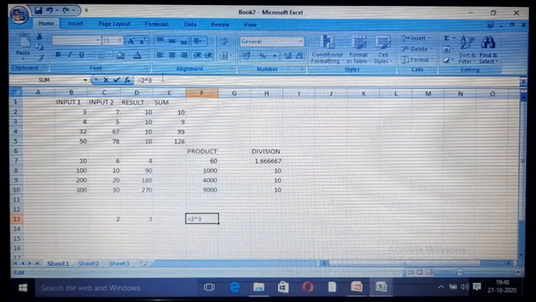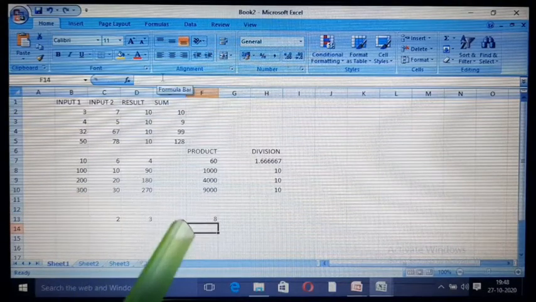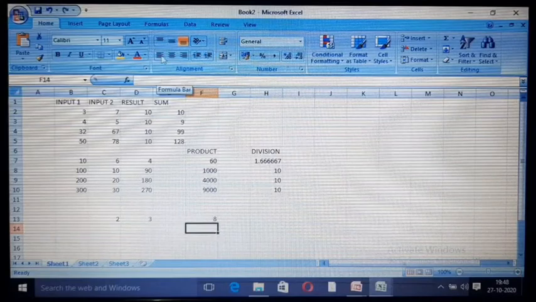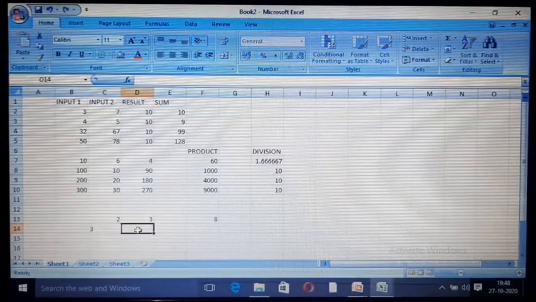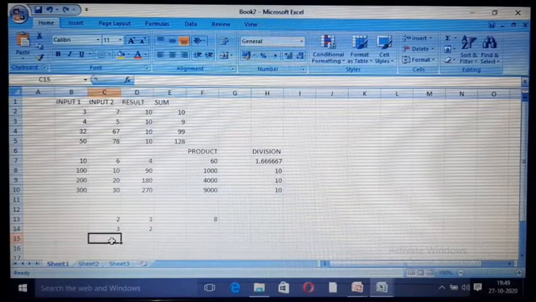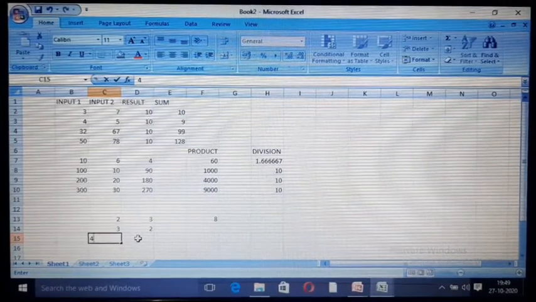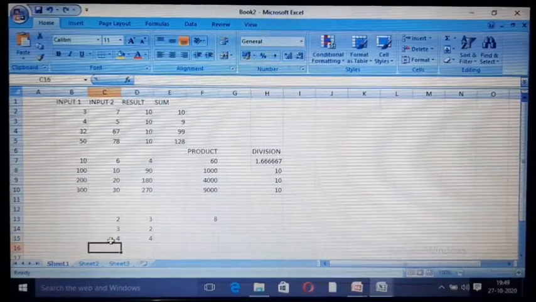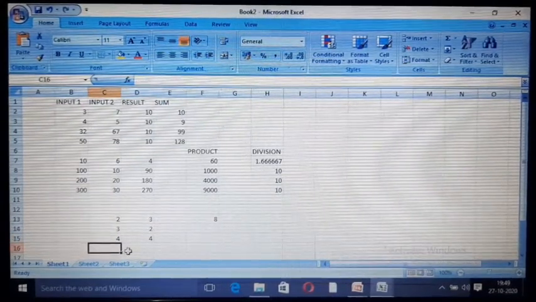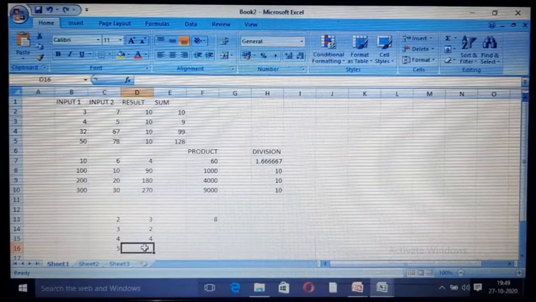Now you press enter here. Now 2 cube is 8. Now the answer is correct here. Now you can write some numbers also, 3 and 3 square. Now the answer of 3 square. Now let's see, 4 to the power, you write here 4 like this. 5 to the power 2 here.